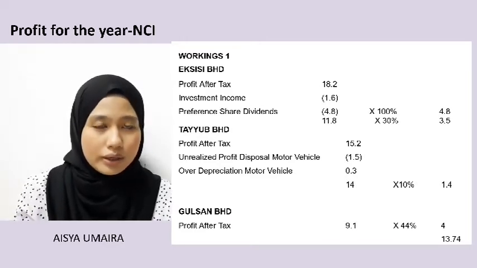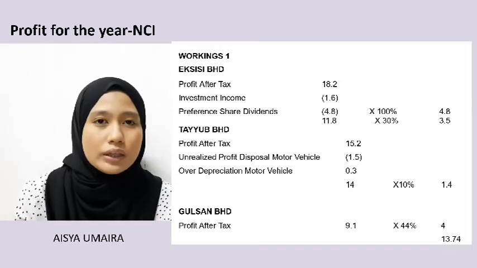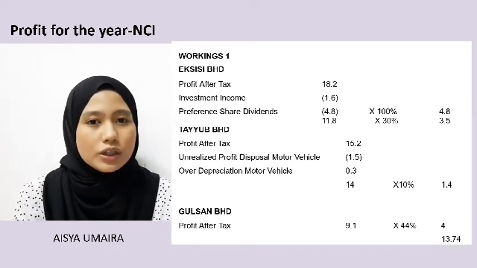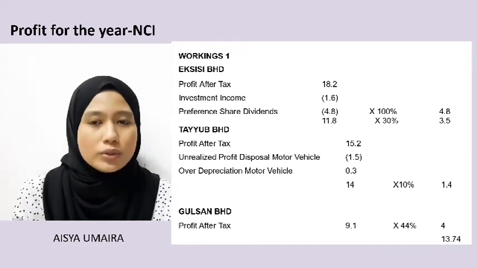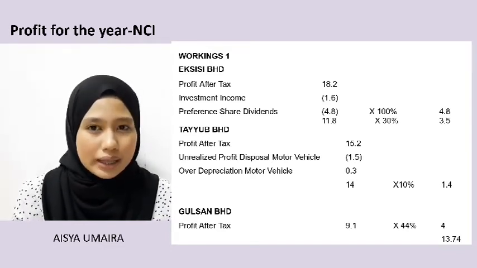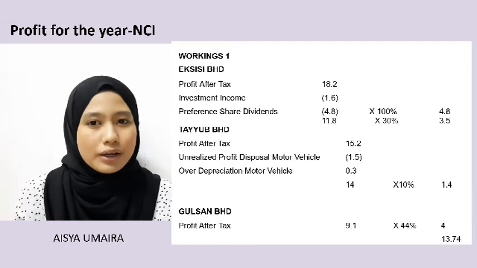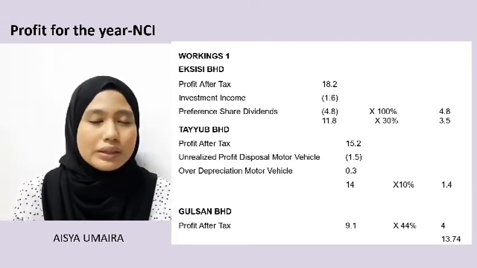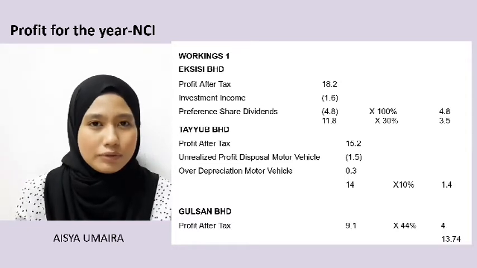And then for Tayyub Berhad, the profit after tax is subtracted with the URP on the motor vehicle and added with the over depreciation on the motor vehicle, which the total will be multiplied by 10%. And for Bursa Berhad, the profit after tax is multiplied by 44% of the NCI shares, and the total will be 30.74 million to the NCI for the year.